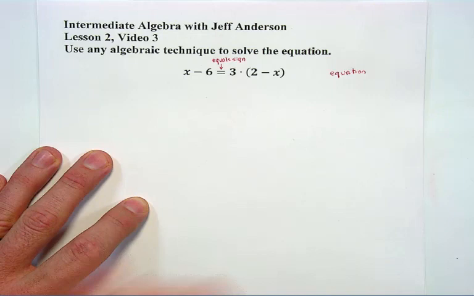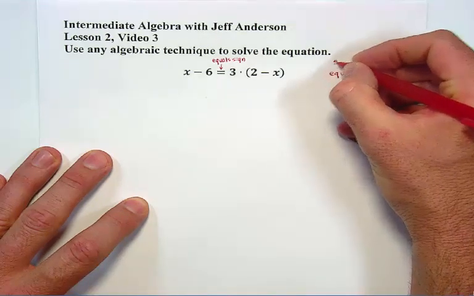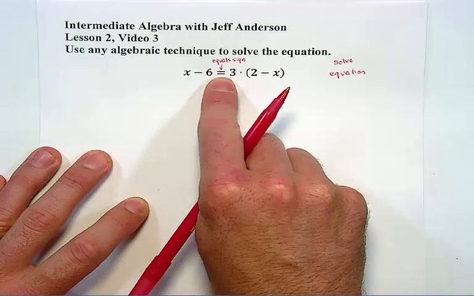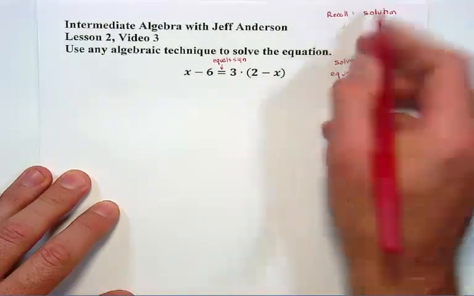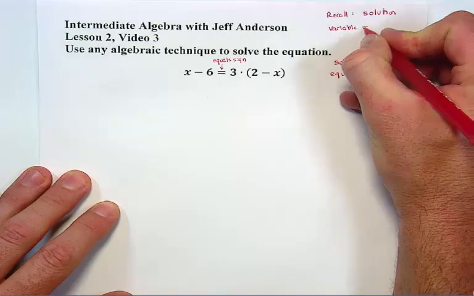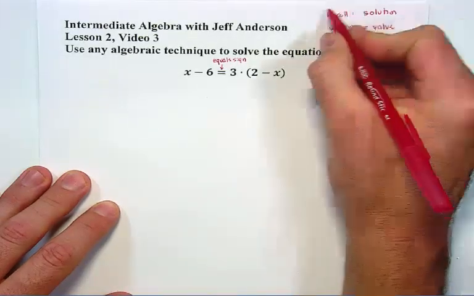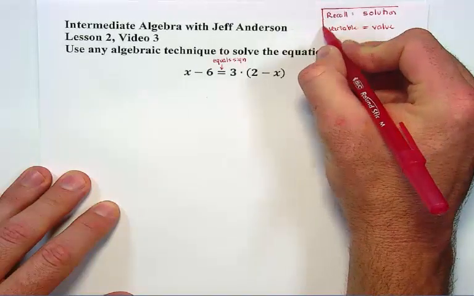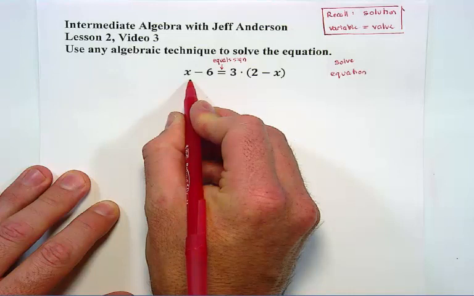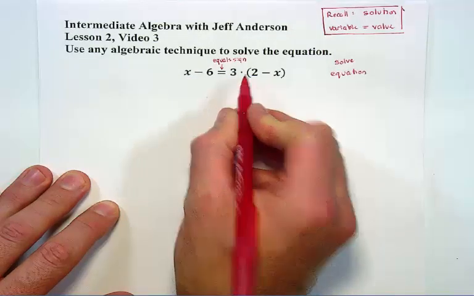What do we do to equations? We solve the equation, so we know we're going to be looking for a solution. We're going to remember that the solution is going to be in the form variable equals value. We're going to be working our entire little booties off to get this thing so that the x is by itself on one side and there's a single number on the other side.